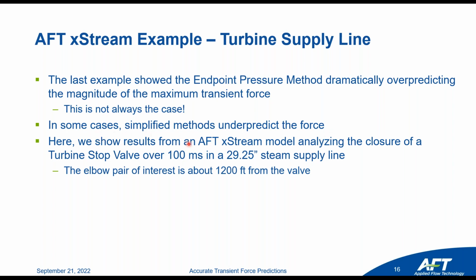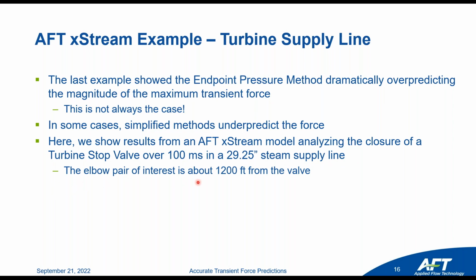So I'm going to show some results from an AFT XStream model. As you can imagine, running a transient analysis on compressible flow takes a little longer, and you guys don't want to wait while I do that. So I'm just going to show a couple graphs on the next page. But the idea is that this is analyzing the closure of a valve over 100 milliseconds, so very fast emergency closure, in about a 30-inch steam supply line.